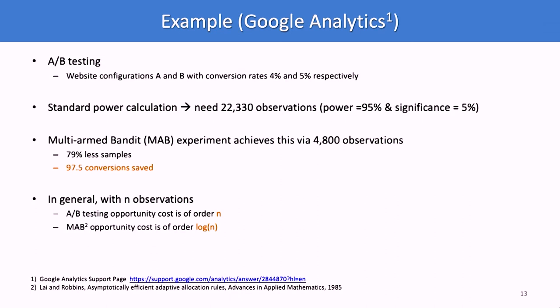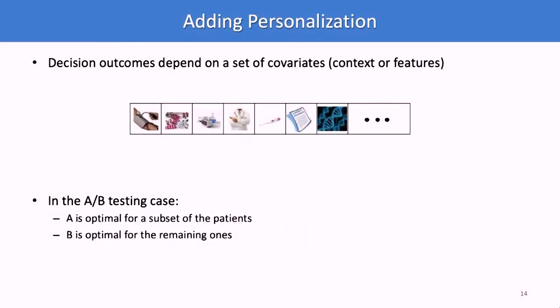And mathematically, there is theory that says an A-B test's opportunity cost grows linearly in the number of samples, but a multi-armed bandit experiment's opportunity cost grows logarithmically. Now, in our group, we've been trying to extend these. So far we talked about the first bullet, just figuring out the effect. But now personalization comes into play, and when you do personalization, you have to think about that A is optimal for a subset of patients, and B is optimal for the remaining ones. So we need to make that assumption.